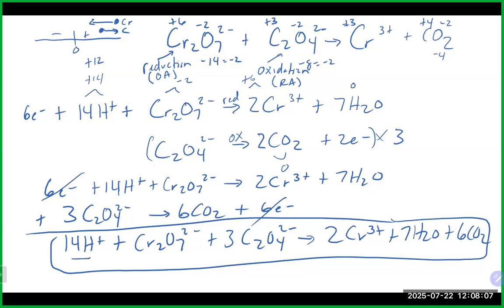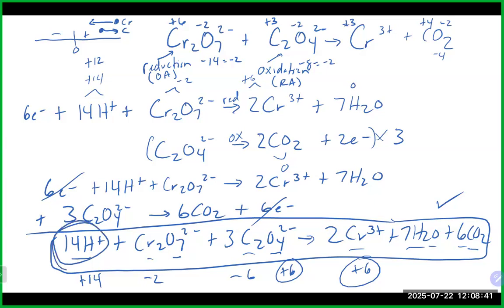We have 14 H's on the left, 14 on the right. 7 oxygens there, plus 12 more is 19. We got 12 oxygens there and 7 more is 19. 2 Cr's on both sides, 6 C's on both sides. Overall charge here, plus 14, minus 2, minus 6, so that's a plus 6 overall, plus 6 over here. So we are good in both directions in this case. Once again, we know it's balanced in acidic conditions because we do see the H plus present.